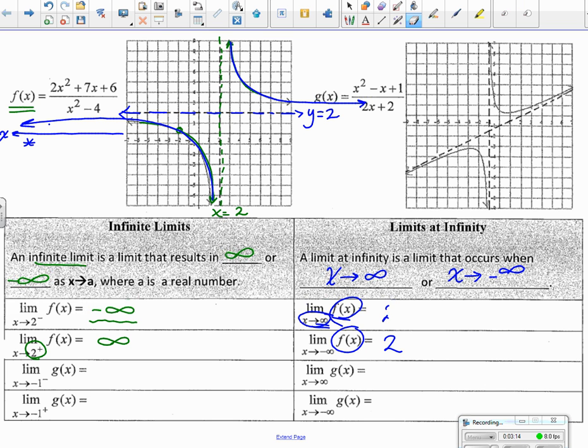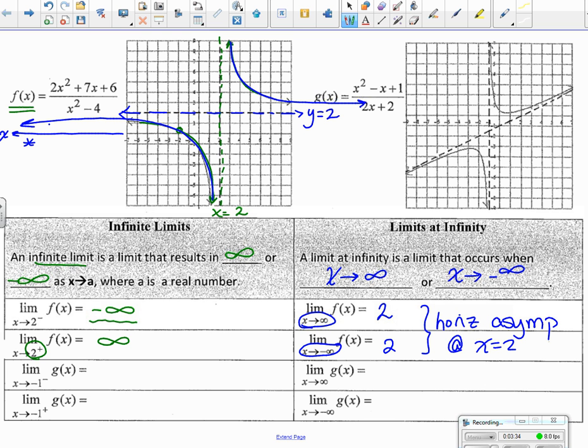So if you can get the difference down between the terminologies of these two: here we're approaching infinity, so this is called a limit at infinity, and I ended up with a horizontal asymptote. If you note, we had a horizontal asymptote at y equals 2. Here, I had a vertical asymptote when x approached 2. So a little bit of difference.